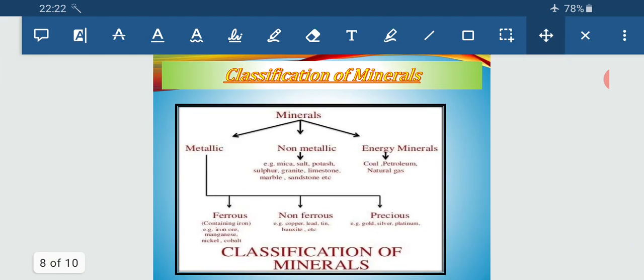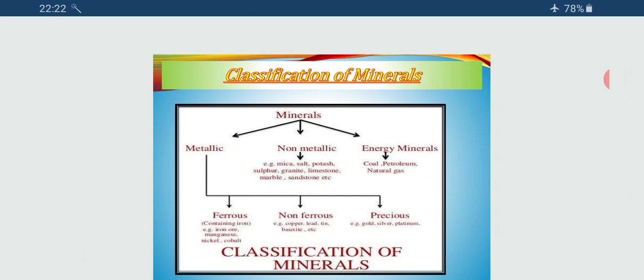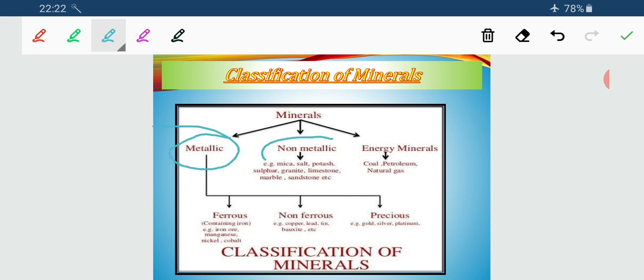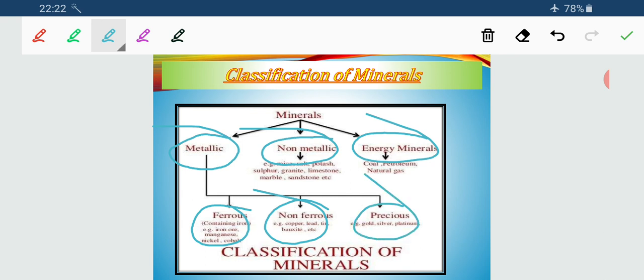Now next, classification of minerals. The last topic for today, classification of minerals. Now minerals are classified into basically three categories: metallic mineral, non-metallic mineral and energy mineral. Now metallic minerals are further divided into three: ferrous, non-ferrous and precious. Ferrous is basically, I have shown that nut, that is ferrous. Non-ferrous, the one I have shown.